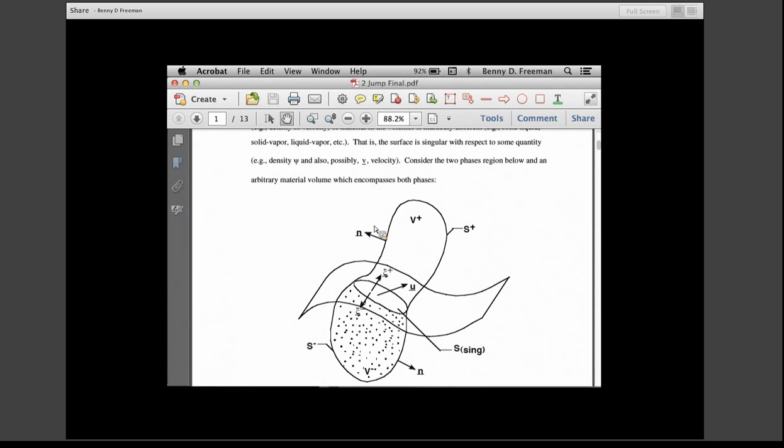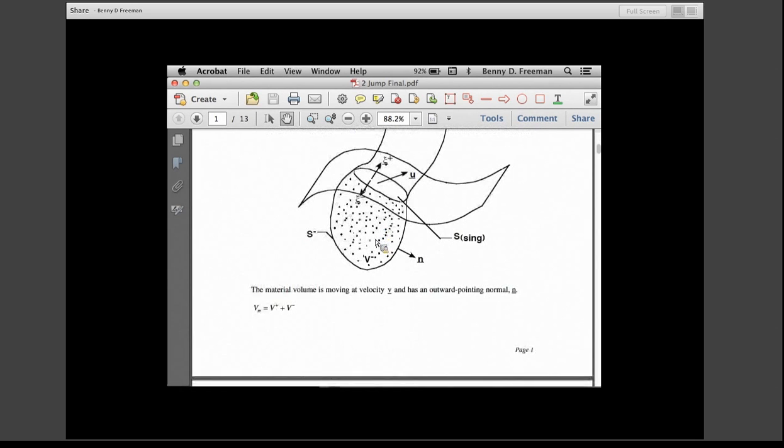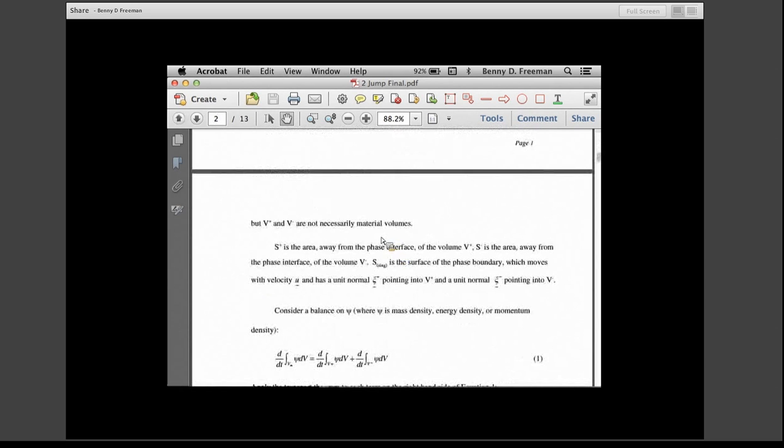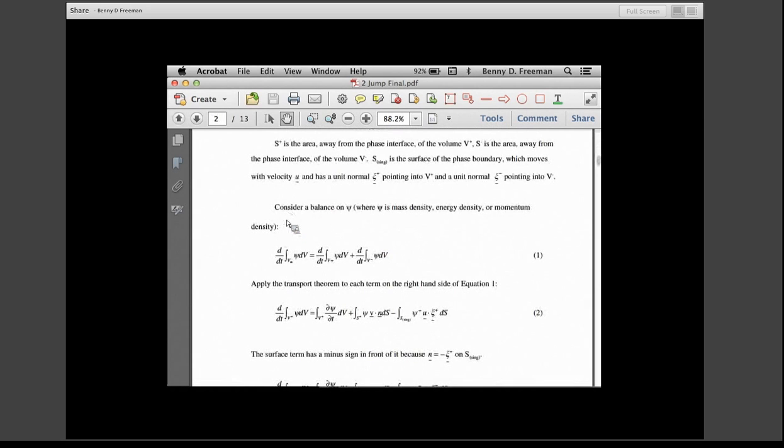Now, we can write a material balance on the mass density, and we'll let psi for a moment represent mass density. It could also represent other densities; I write it this way because we can also apply the same approach to density of momentum transport across an interface, density of energy transport across this interface. And so this approach can be used to derive interfacial boundary conditions for mass, energy, and momentum transport. We're only going to focus on the mass transport piece today.